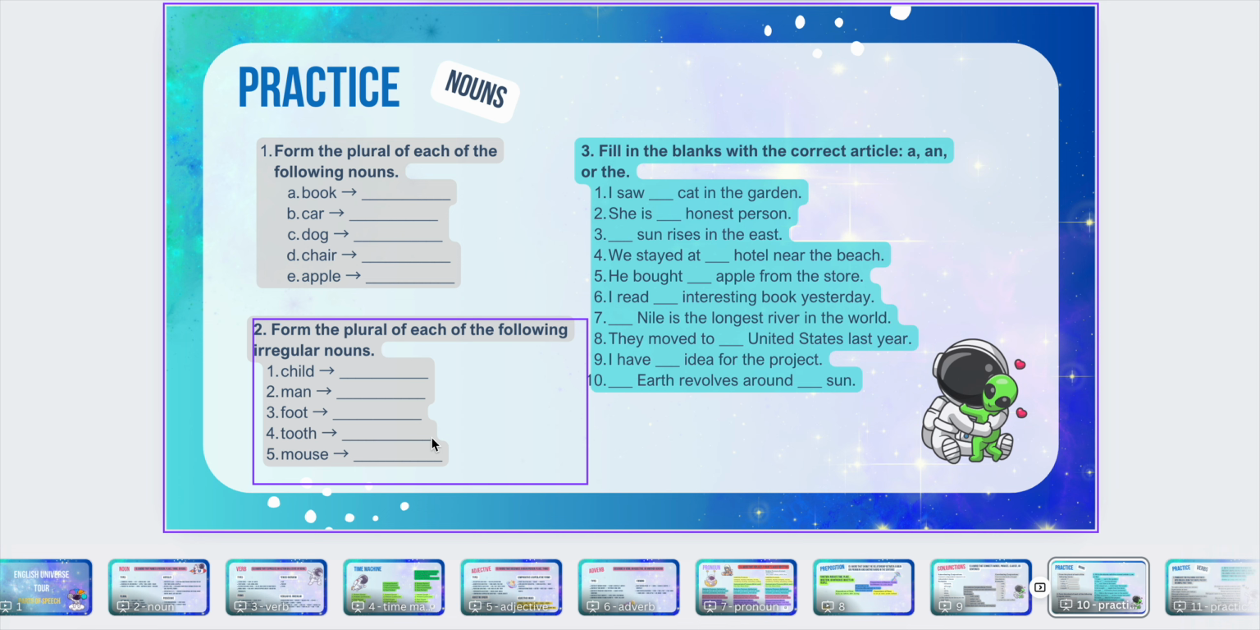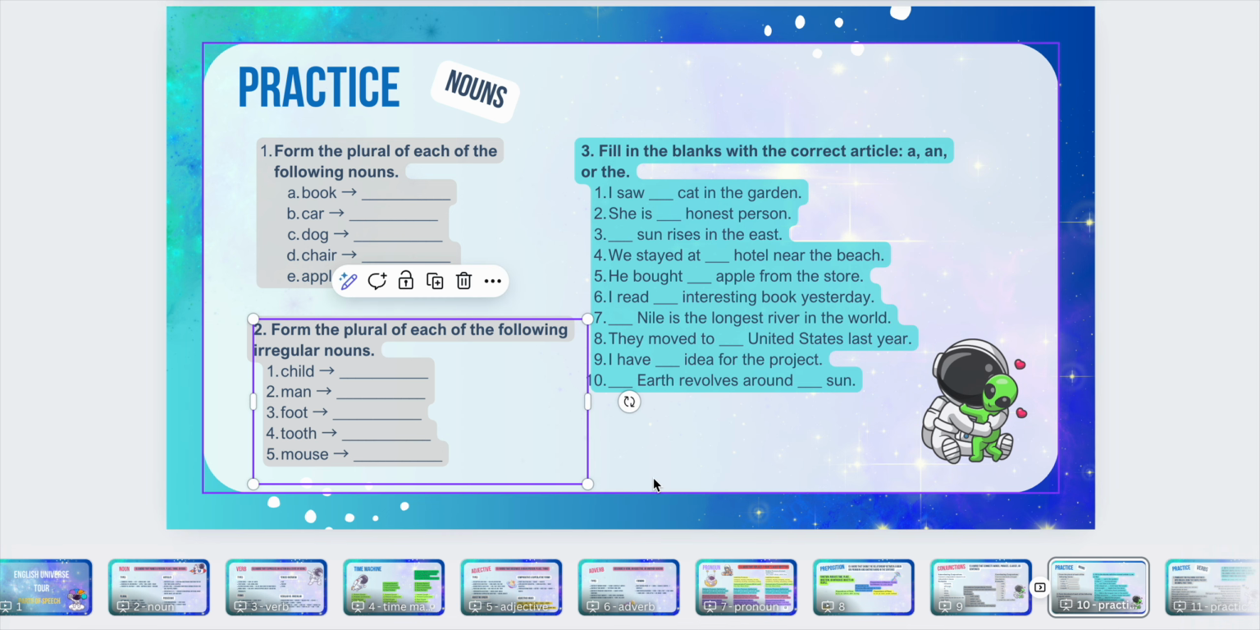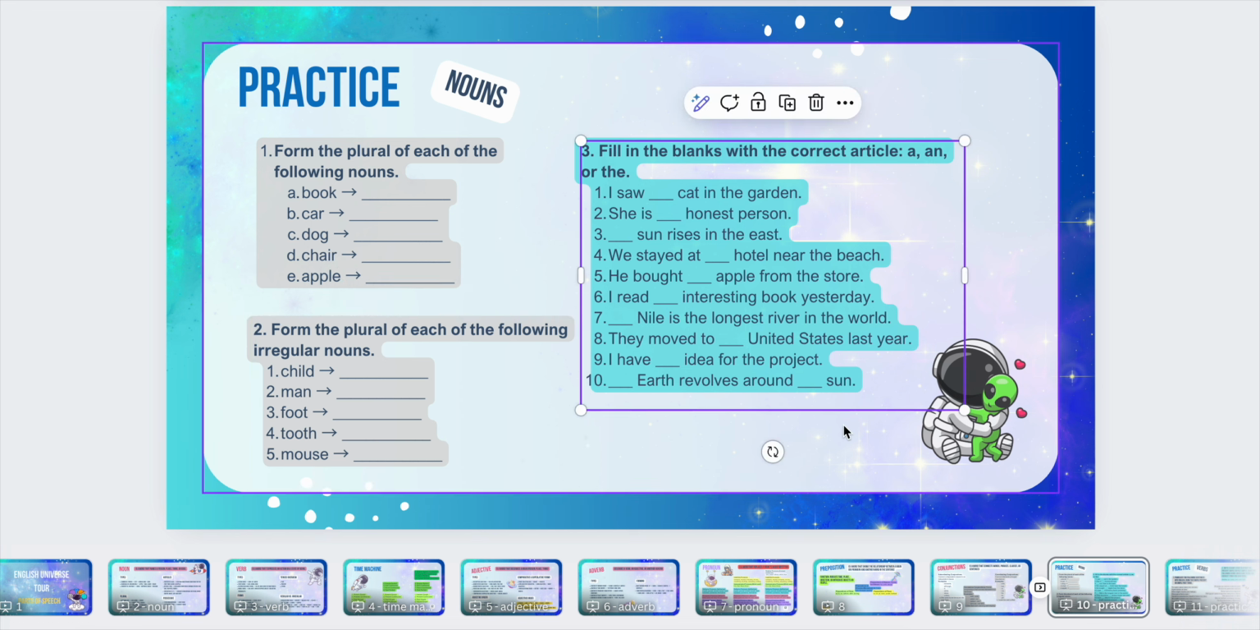And also, for irregular, you can do it and check yourself if you want, just to understand. But you can also just do it and give it to me. It's okay. Even if you make a mistake, it's very good to know, so we can practice. And here you need to add the correct article. If it's very easy, it's very good. We will not focus on this part. We will move forward.